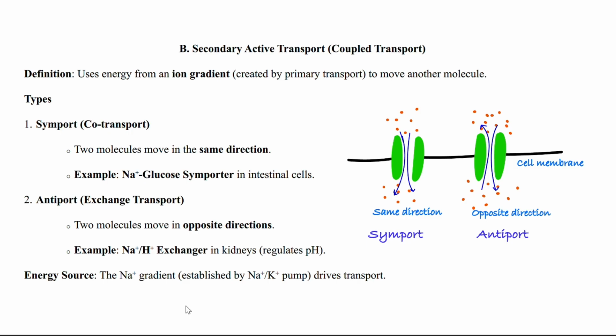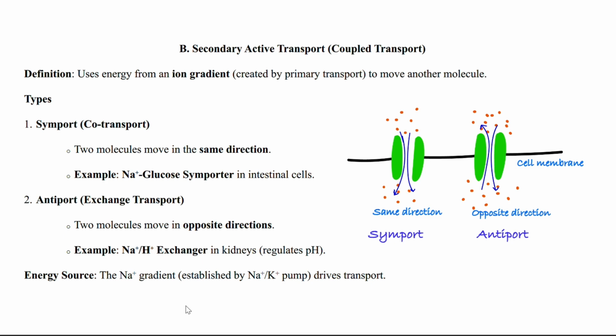Now, depending on how the transported substances move in relation to each other, there are two main types of secondary transport, symport and antiport. In symport, also called co-transport, both molecules move in the same direction, one down its gradient and the other against its own.